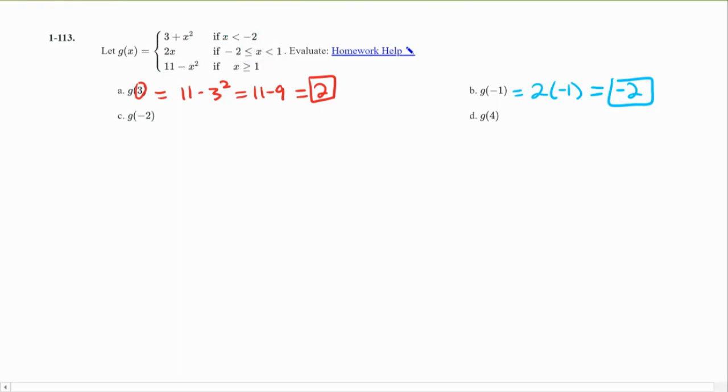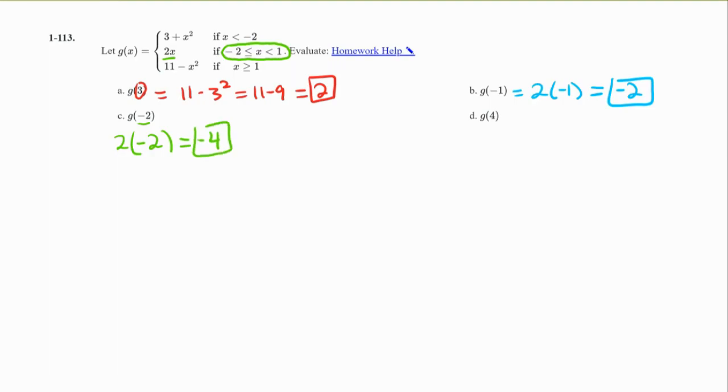For c here, I'm using -2, so I'm looking through. -2 is not less than -2. -2 is equal to -2. So it lands on this one, meaning I'm going to plug it into the second equation. So I got 2 times -2, which is -4. So g of -2 is -4.